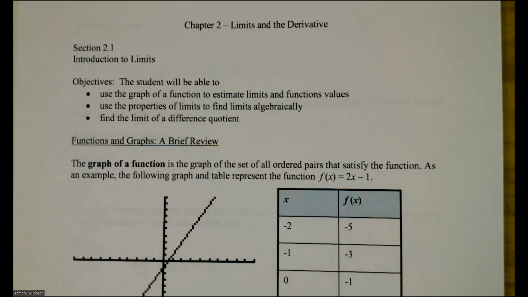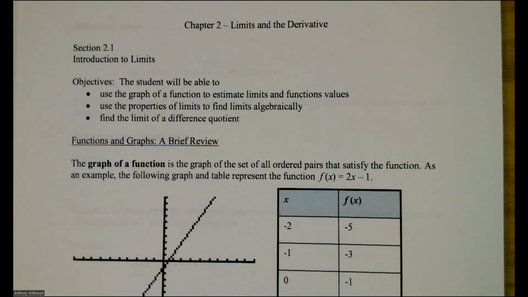All right, in this video, we'll begin chapter 2 dealing with limits and the derivative. The first section deals with the introduction of limits. In this section, we'll be using the graph of a function to estimate limits and function values, and use the properties of limits to find limits algebraically and find the limit of a difference quotient.